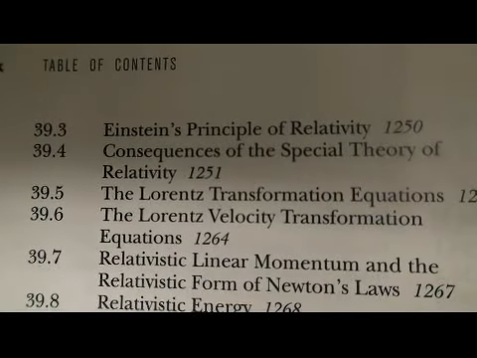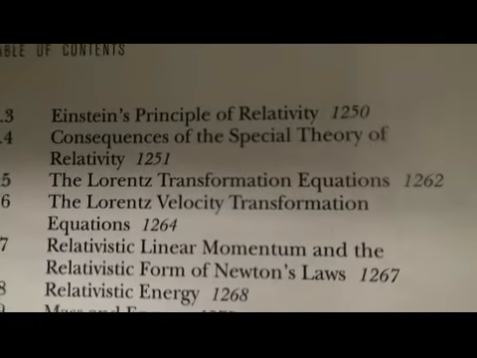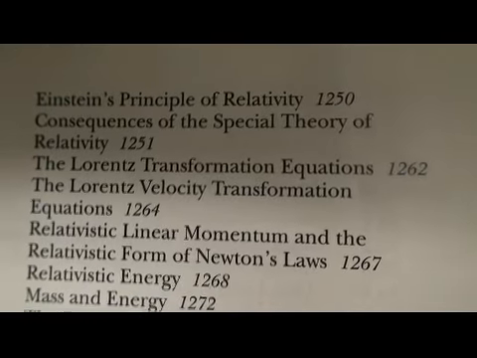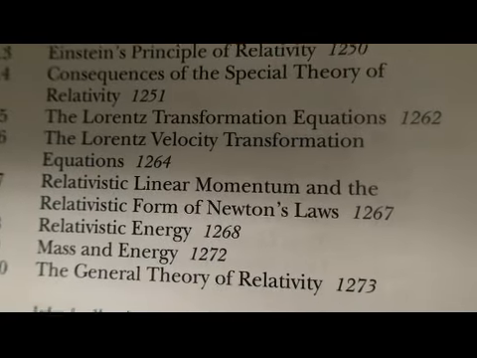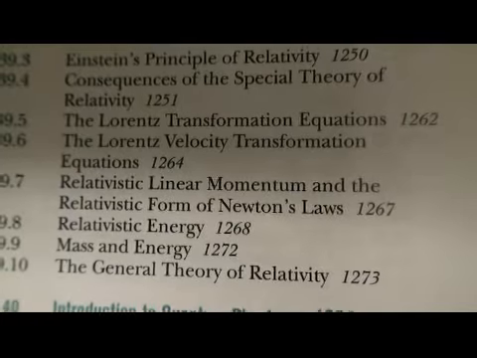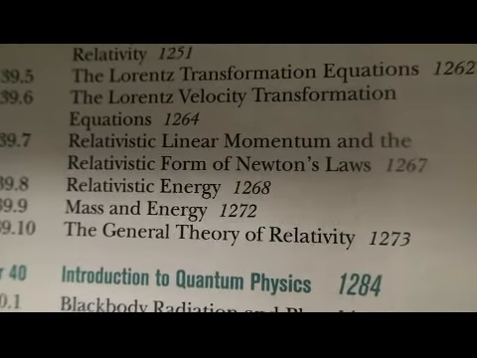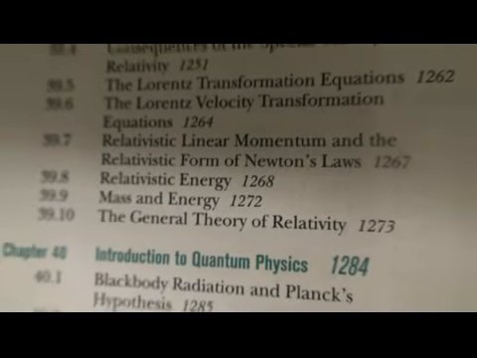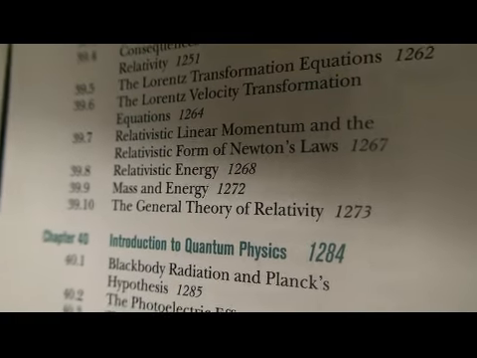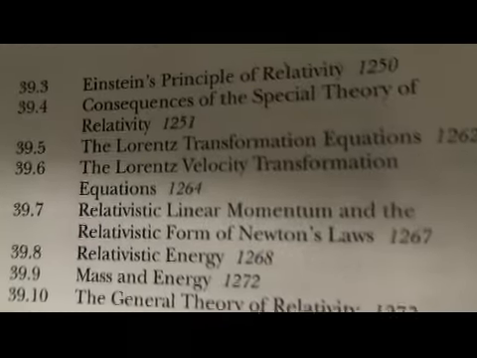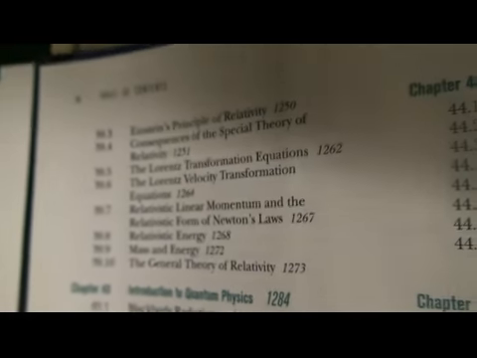So I'm going to have Einstein's principle of relativity, consequences of the special theory of relativity, Lorentz transformation, Lorentz velocity transformation, relativistic linear momentum and energy, and mass and energy, and it ends with general theory of relativity. So that's chapter 39. You'll be able to search for that once that's done.